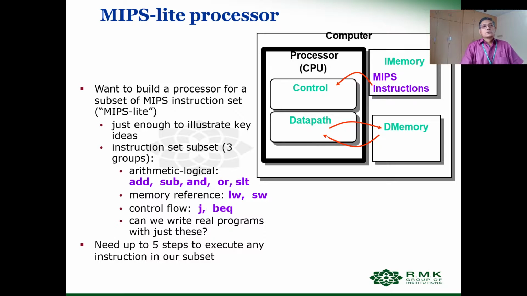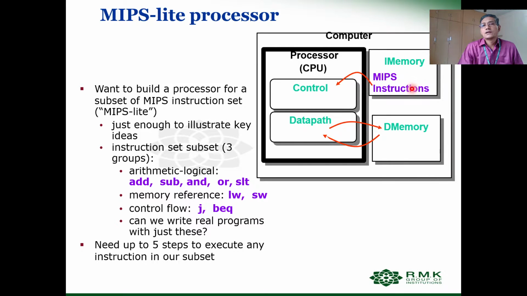Right, so the task is building the data path for the MIPS processor. First of all, we need to understand the general components of the computer. With respect to the MIPS, the processor, that is the CPU, is divided into two: one is control and the other is data path. These are the two main components of the CPU, right?